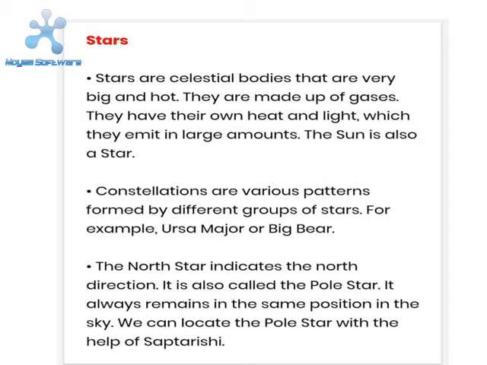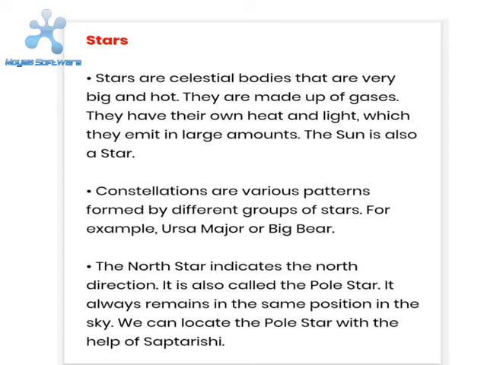constellations. Constellations are various patterns formed by different groups of stars. For example, Ursa Major or Big Bear. The second point means that constellations are groups of stars and they form different patterns. This is called a constellation. And an example of the constellations is Ursa Major or Big Bear.